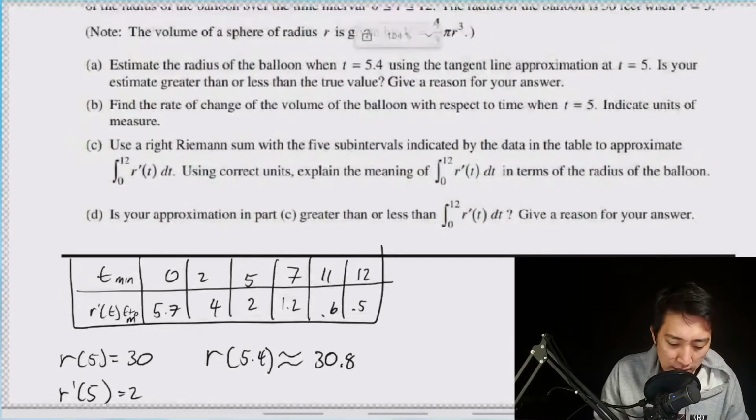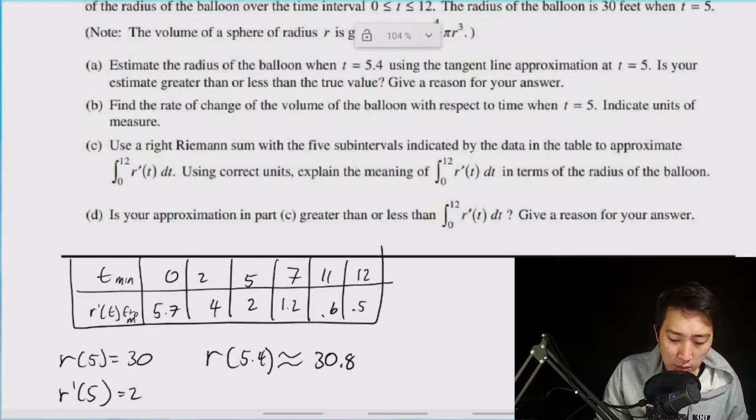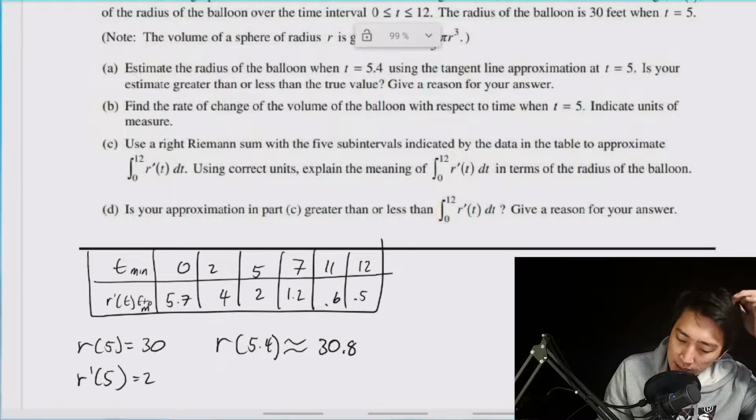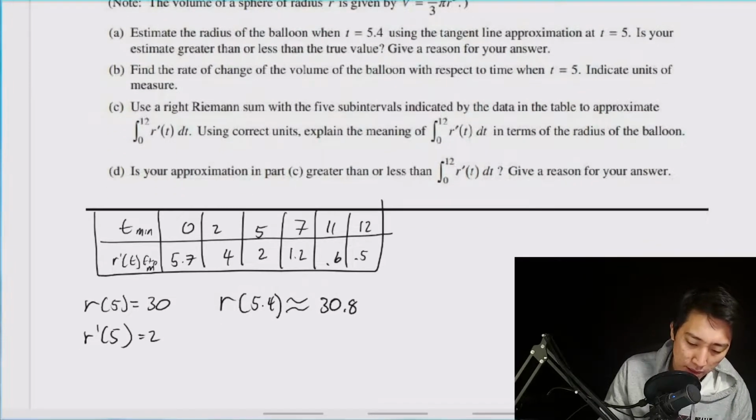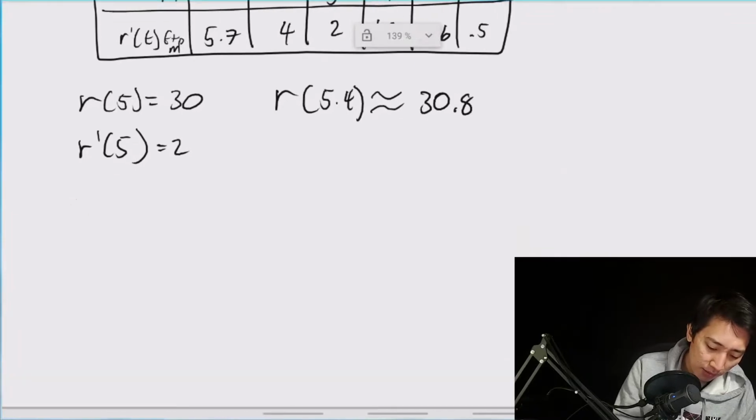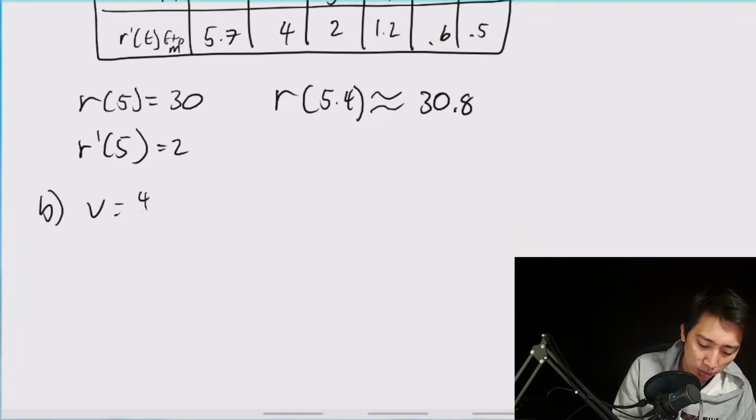All right, next for B, it says find the rate of change of the volume of the balloon with respect to time when t is equal to 5. So indicate units of measure. Find the rate of change of the volume. So basically, we have volume, and it gave us our volume here. It said volume equals 4 over 3 pi r cubed.